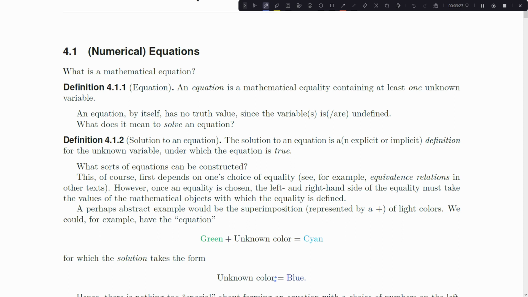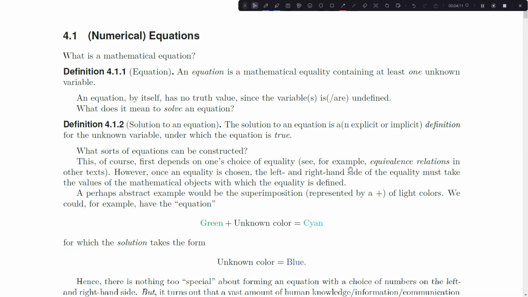The solution then takes the form, and I should probably add definitional equality here, the unknown color has been defined to be blue. And the moment that I make the definition, unknown color is defined to be blue, all of a sudden the equation, green plus unknown color equals cyan, becomes a true statement because I reinterpret unknown color as blue. And now this statement becomes reinterpreted as green plus blue equals cyan, which everybody can agree is a true statement.